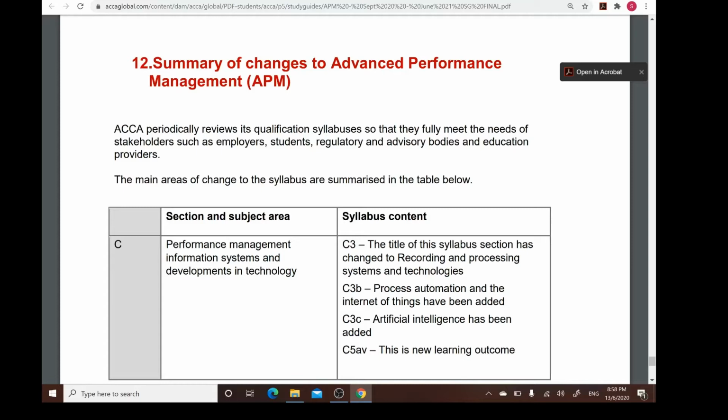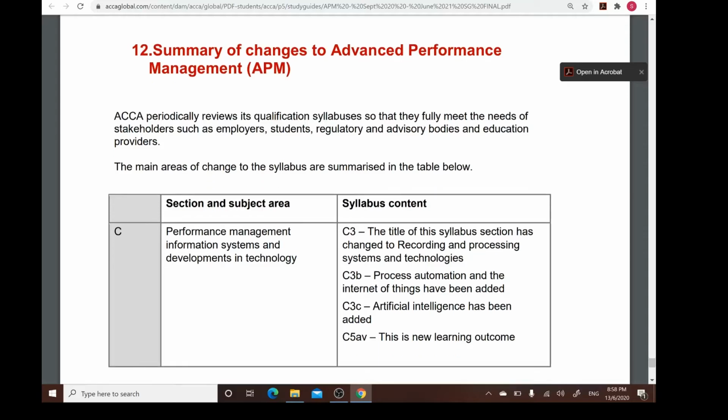Please bear in mind, there will be some areas added this time in the syllabus for APM. Let's look at the first part of the syllabus guide. ACCA periodically reviews its qualification syllabuses so that they fully meet the needs of stakeholders, such as employers, students, regulatory and advisory bodies, and education providers. Let's see the main areas of change to the syllabus, summarized in the table below.